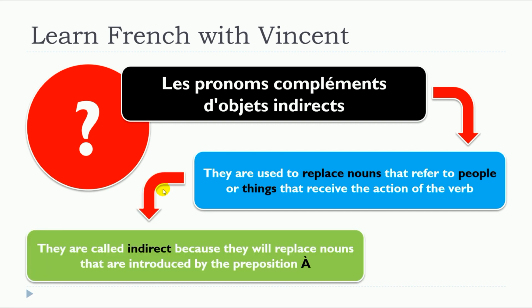And the second thing that is extremely important, they are called indirect because they will replace nouns that are introduced by the preposition a. So these nouns that they will replace receive the action of the verb and are introduced by the preposition a. So this is what we call les pronoms compléments d'objet indirect.